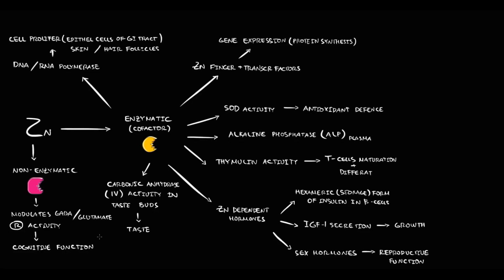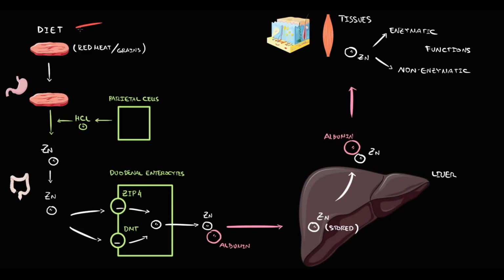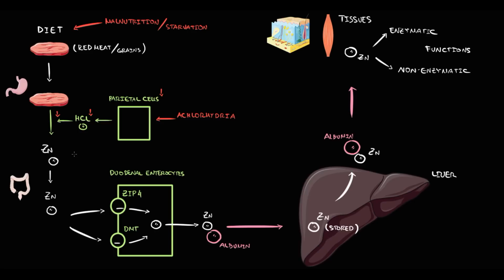So, what are the causes of zinc deficiency? The most obvious cause of zinc deficiency is lack of zinc in the diet due to malnutrition or starvation. The second cause is achlorhydria. Basically, in this case, the number of parietal cells decreases, for example, in case of gastric resection, or the activity of parietal cells decreases, for example, during proton pump inhibitor therapy. In both these scenarios, the production of hydrochloric acid by parietal cells decreases, which can disrupt the release of free zinc from the consumed products.